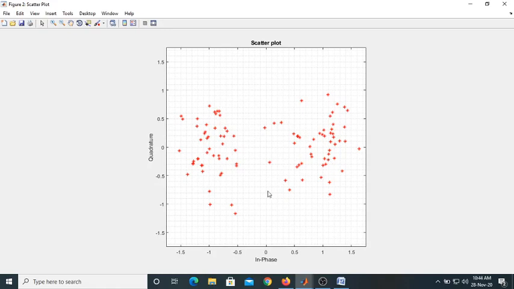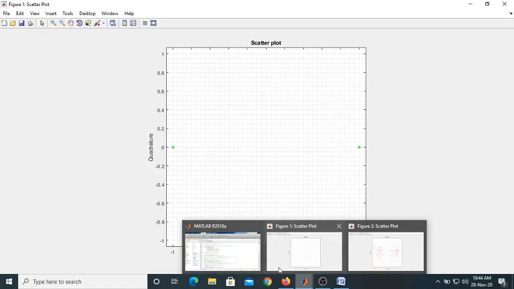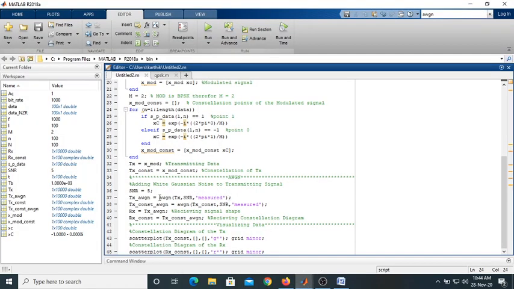Now, this is about drawing the constellation of BPSK for different noise levels. SNR means signal to noise power ratio. Suppose if I decrease the SNR, suppose I make it 1, what will happen?